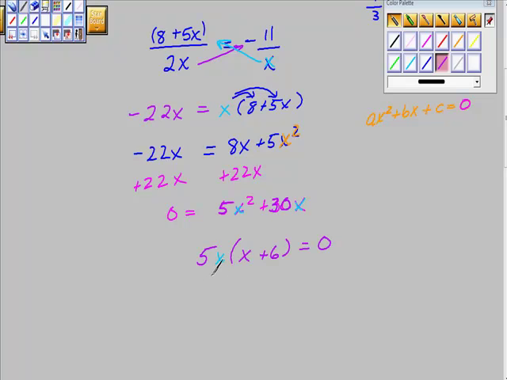Now here's what gets interesting. When we solve this, we get x is equal to 0, right? Because 5 times 0 is 0, so that would be an answer. And when is x plus 6 equal to 0? When x is negative 6, right? x equals negative 6. But when we go back and plug this into the original equation, we find out that this is an erroneous answer. It's actually called an erroneous solution. So there's our erroneous solution. Okay.